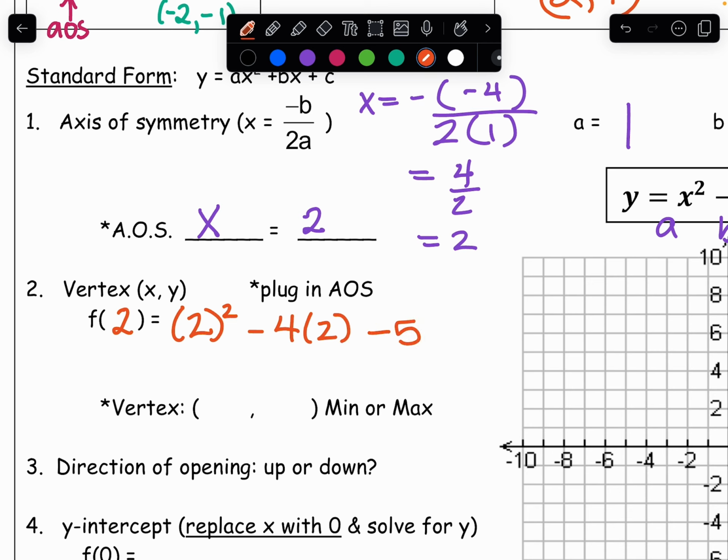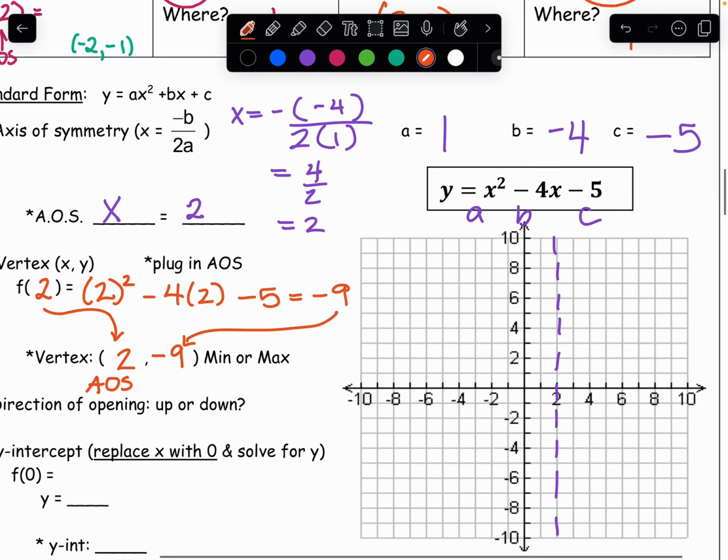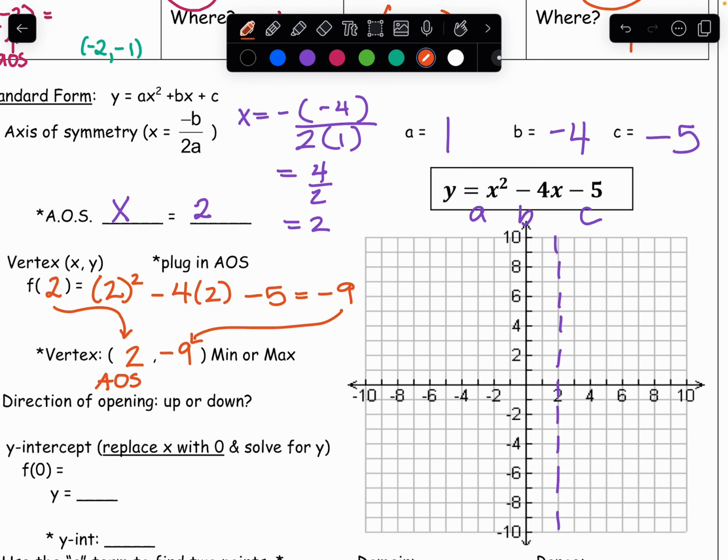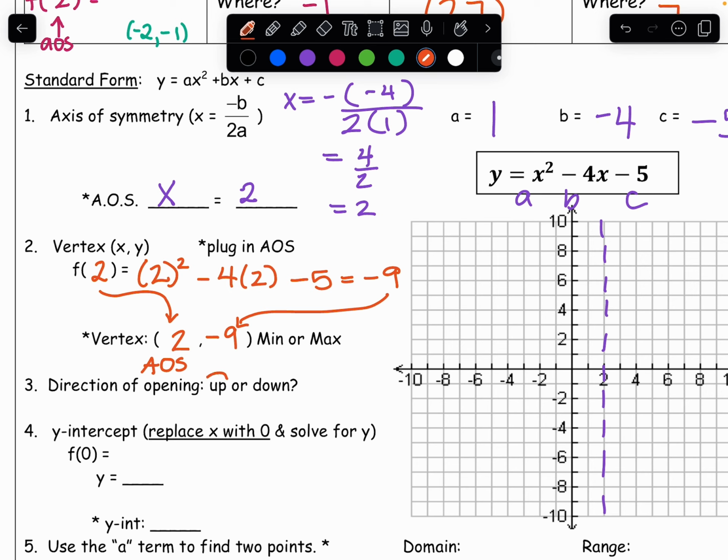And again, you can plug this straight into your calculator to get negative 9. And so our vertex is (2, -9), because our axis of symmetry is our x value, and then we found our y value. Now, based on our a value, we can tell that it's going to open up, so our vertex is going to be a minimum. And so let's graph that point, (2, -9).